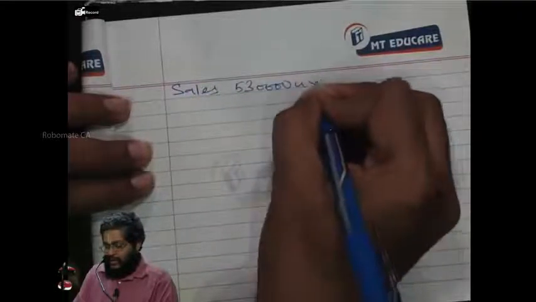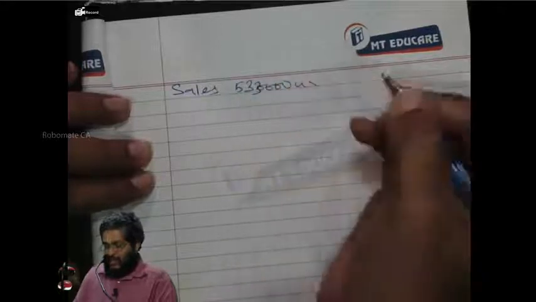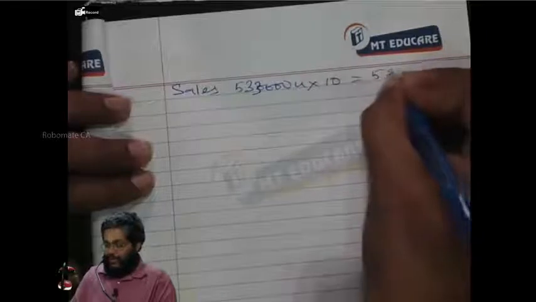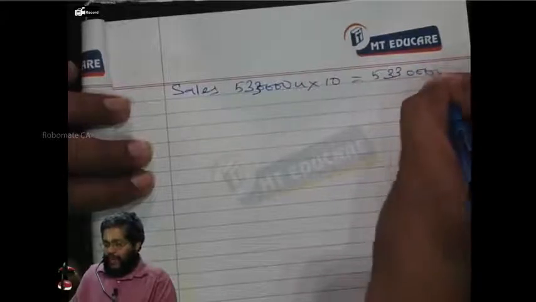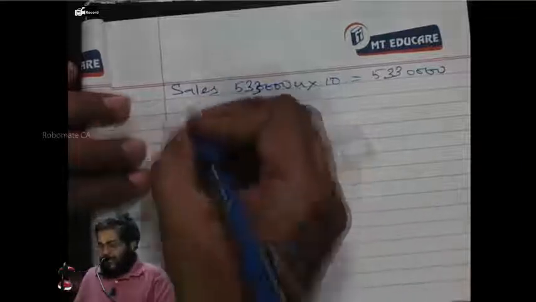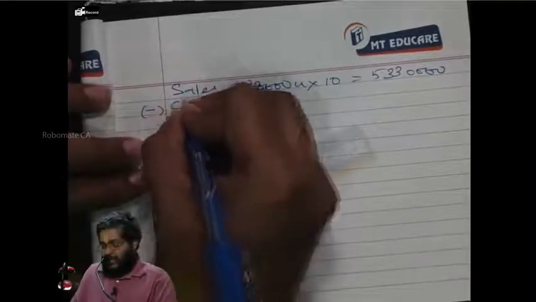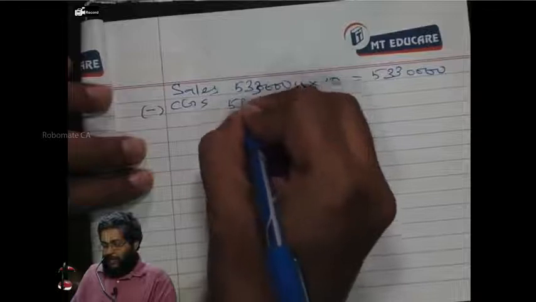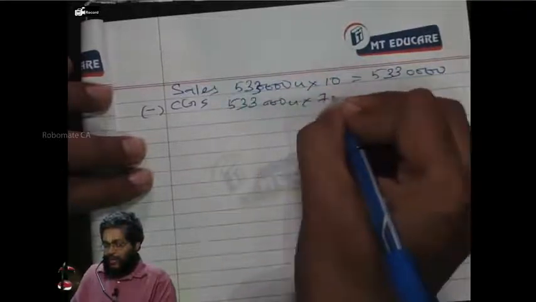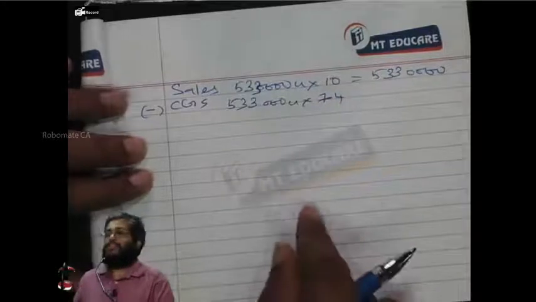5,33,000 units. 5,33,000 units into what is the selling price? 10 rupees is equal to 53 lakhs 30,000. Just minus what? Cost of goods sold. How many units sold? 5,33,000 units into 7.4.